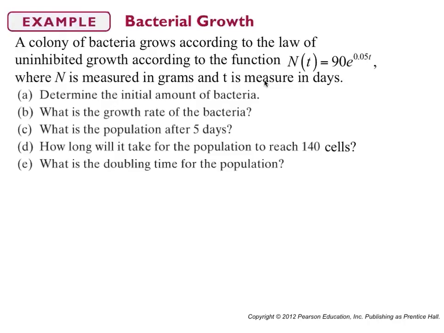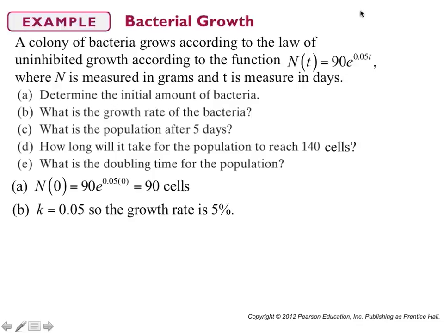And for part A, we want to just determine the initial amount of bacteria. So if you take a look, whatever's in the spot of N naught in front of this e, that's going to be our initial amount. So it looks like 90 is our initial amount that we're starting with. The other thing that you could do to figure this out is plug 0 in for t, because the initial amount is going to be the amount after time equals 0. So if we plug time equals 0 in, we're going to get 90 times e to the 0 power, which is just going to be 90 times 1, or just 90 cells.